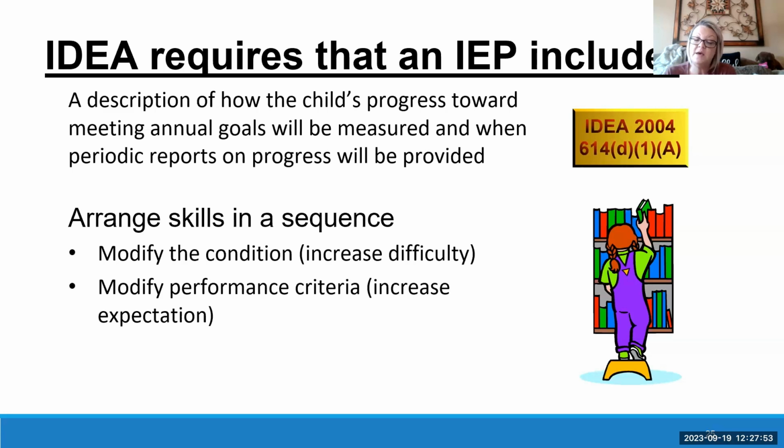Goals, objectives, and benchmarks. In Kentucky, districts have the option of using benchmarks on goals on an IEP unless a student is on the alternate assessment. Remember, IDEA is the federal law and Kentucky Administrative Regulations, KAR, are used at the state level.